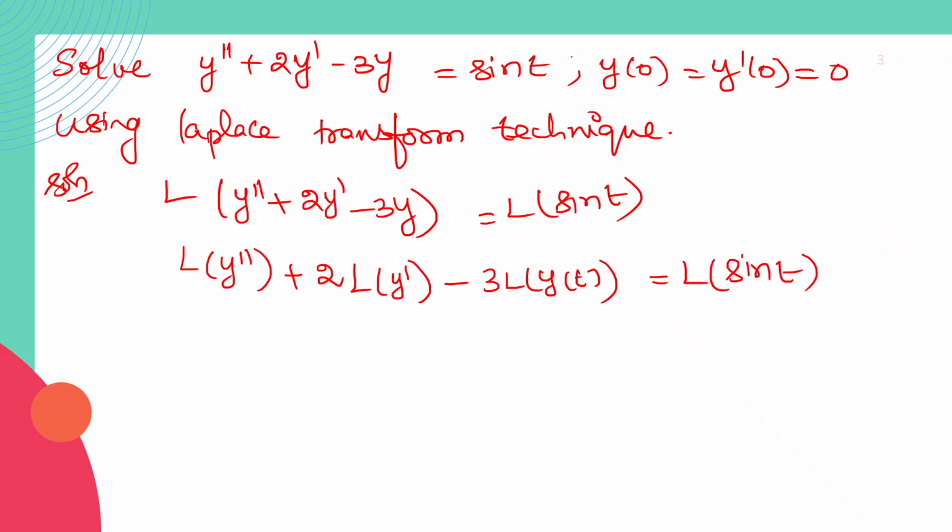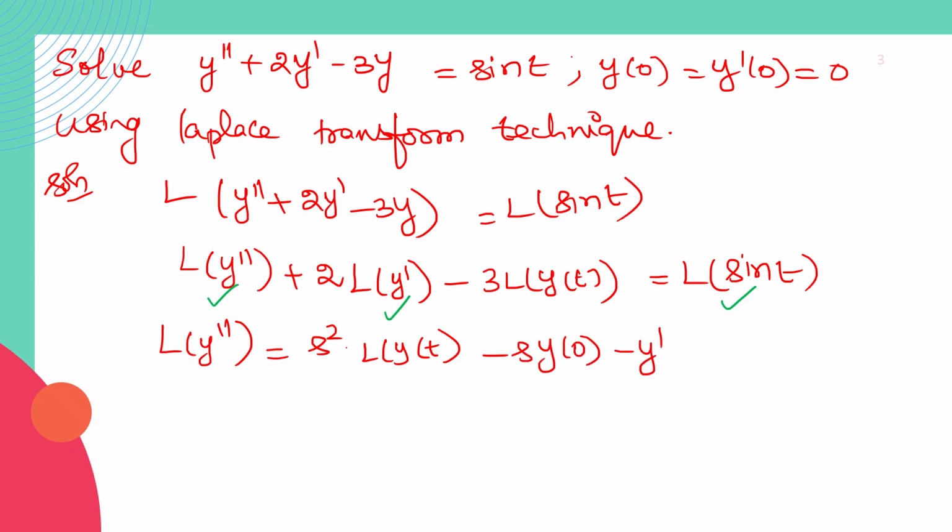Now let us use the formulas for L of y double dash and L of y dash using the initial condition, and the formula for L of sine t. We can substitute them in this equation and simplify. So let us go for that. We'll get L of y double dash as s square into L of y of t minus s into y of 0 minus y dash of 0.